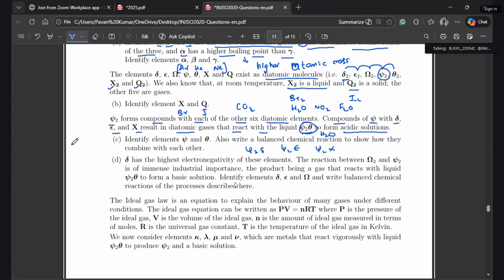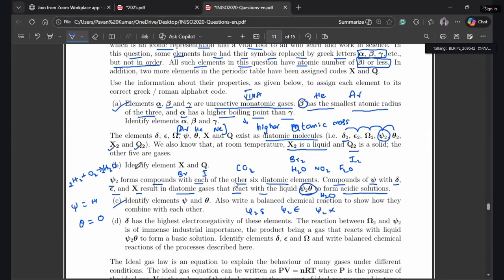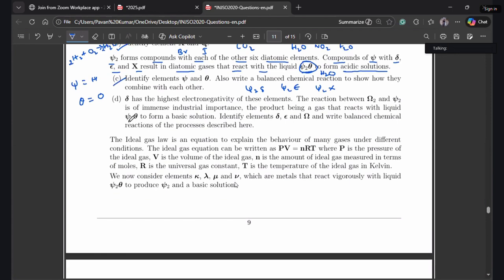That means identify the elements Xy and theta. Xy is H, theta is oxygen. That's it. And write a balanced equation to show how they combine with each other. Simple. H2 plus O2 gives rise to H2O. Okay, so balanced equation 2 and 2 over. So C over, A over, even B over. Correct?